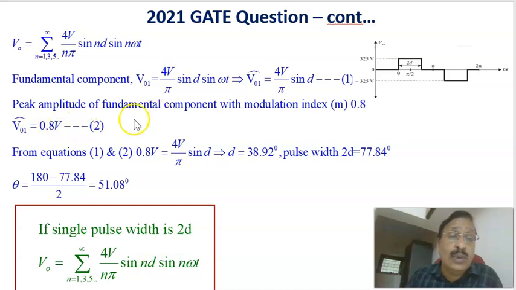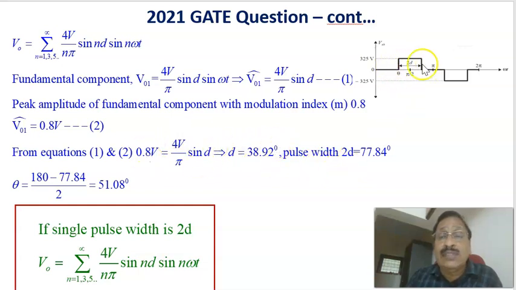Therefore, substituting this in this equation, that is, equating V01 equal to this one, and V01 also equal to 0.8 V, that's given in the problem. Therefore, we can equate these two things, or we can get 0.8 V equal to 4V by pi into sin D. From this, we get D equal to 38.92 degrees from this equation.